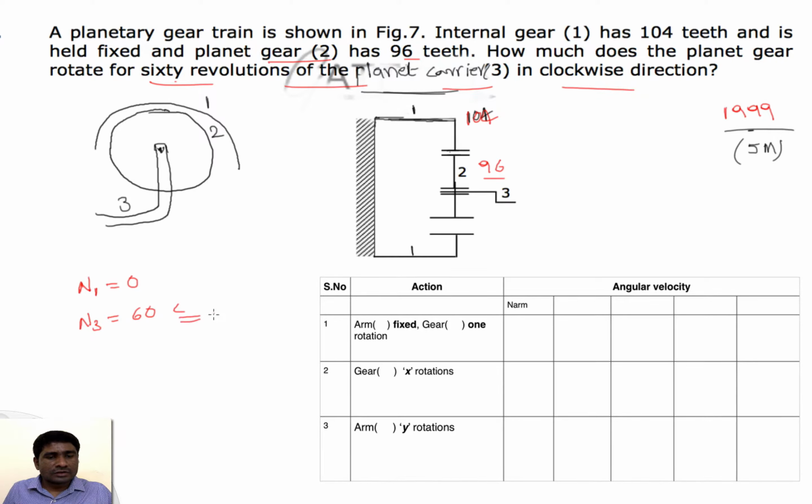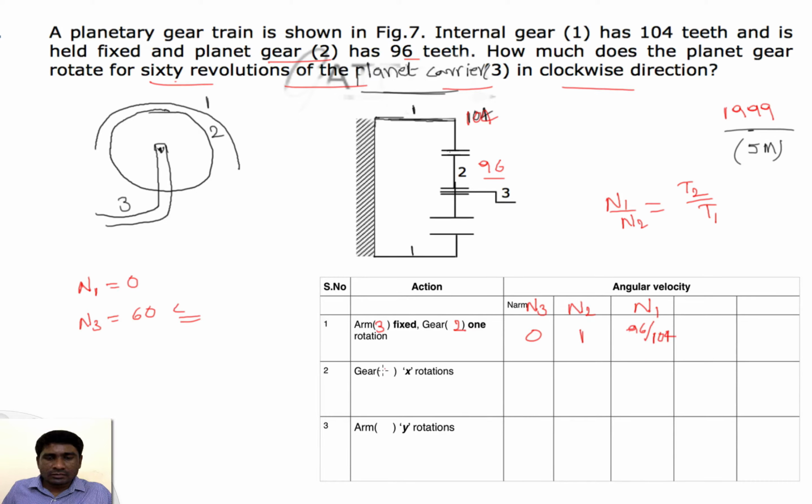So clockwise direction. Again the same procedure. Arm is 3 and the gear is 2. So here n3 and n2, and here this is n1. So this is 0, this is 1, and what is this value? These two are engaging internally, so here we get a positive value, and n1 by n2 equal to T2 by T1. What is T2 here? T2 is 96, T1 is 104. So it's 96 by 104.